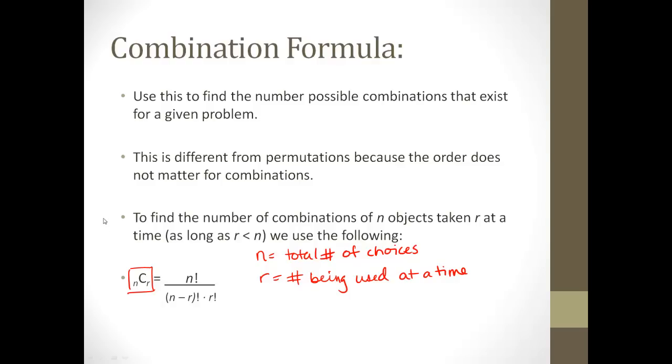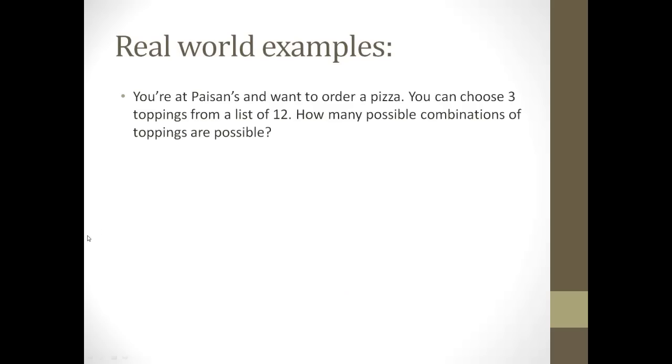Alright, so you've got your formula here. We're going to go ahead and move on to the next problem so you can see it in use, and hopefully you'll understand it a little bit better. So you're at Paisan's and you want to order a pizza. You can choose 3 toppings from a list of 12. How many possible combinations of toppings are possible?